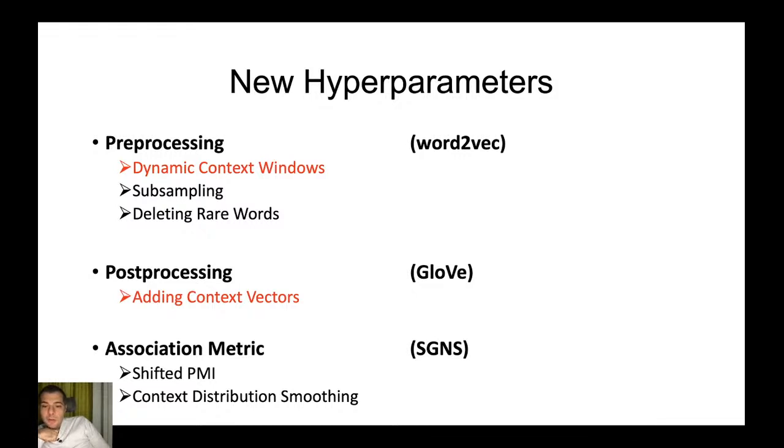So it generates shifted PMI, and another metric that was considered was the context distribution smoothing. So we're going to discuss two of these hyperparameters, one involved in pre-processing and one involved in post-processing.